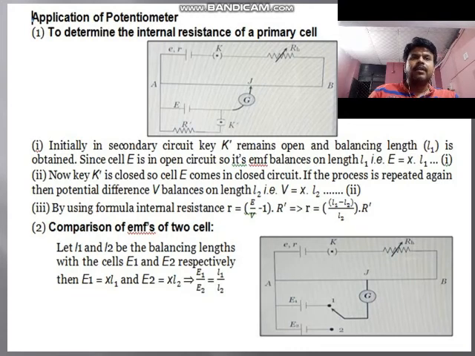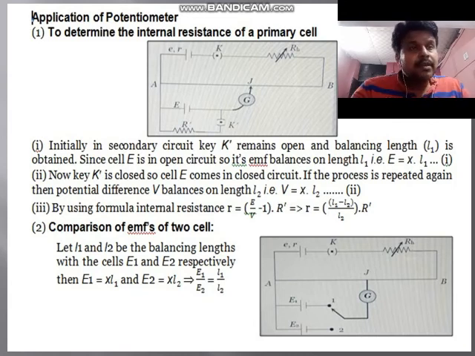By using the formula of internal resistance, r is equal to, in bracket, E upon V minus 1 times R prime. Placing the value of E and V, we get the expression of internal resistance of a cell r is equal to L1 minus L2 upon L2 times R prime.